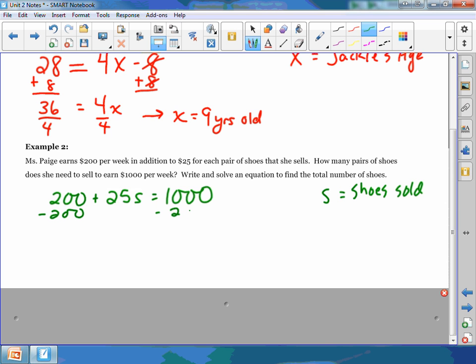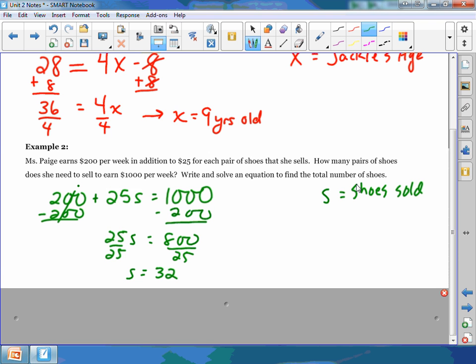Taking away the 200. Okay. Do you guys agree with 32? Yeah. 32 times 25 would be 800 because it's like 4 groups equal 100. I have 8 groups of 4, so that's 800. Plus your 200 gives you 1,000.